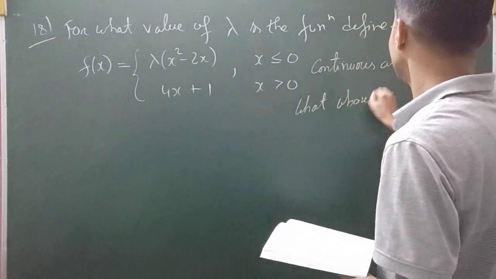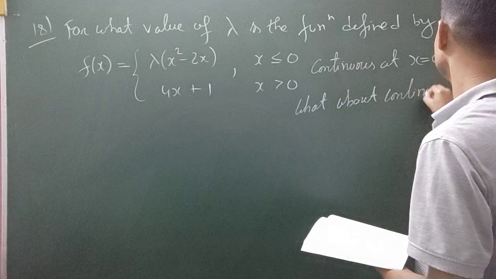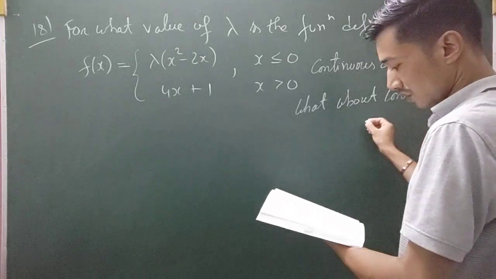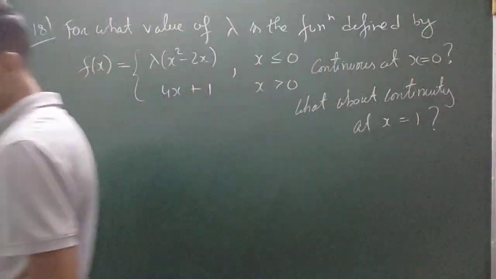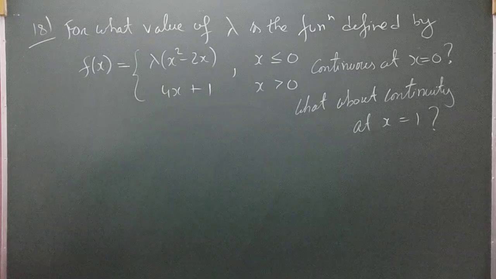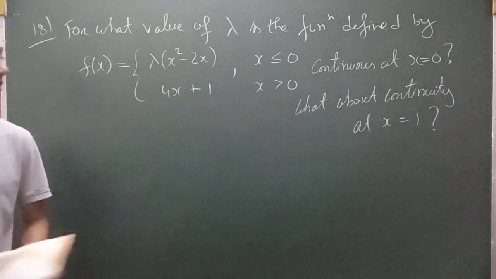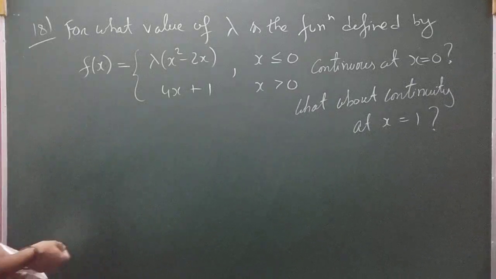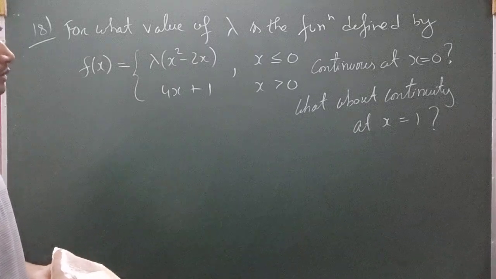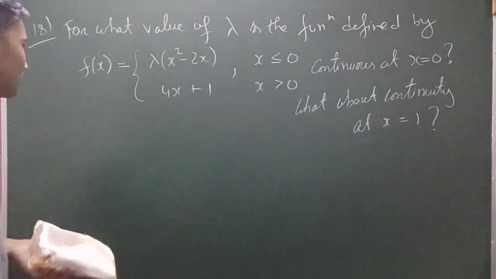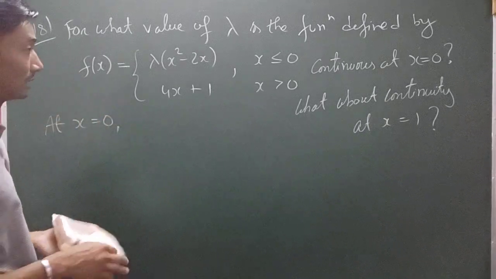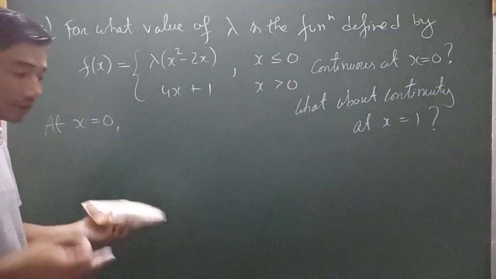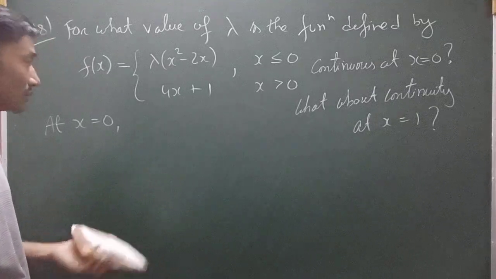What about continuity at x equal to 1 also? So we have two parts of the question here which we will have to define. The first part will be similar to that previous question: for what value of lambda is the function defined by this continuous at x equal to 0? We cannot just assume the function is continuous, because it's not given. They're just asking for what value is the function continuous at x equal to 0.